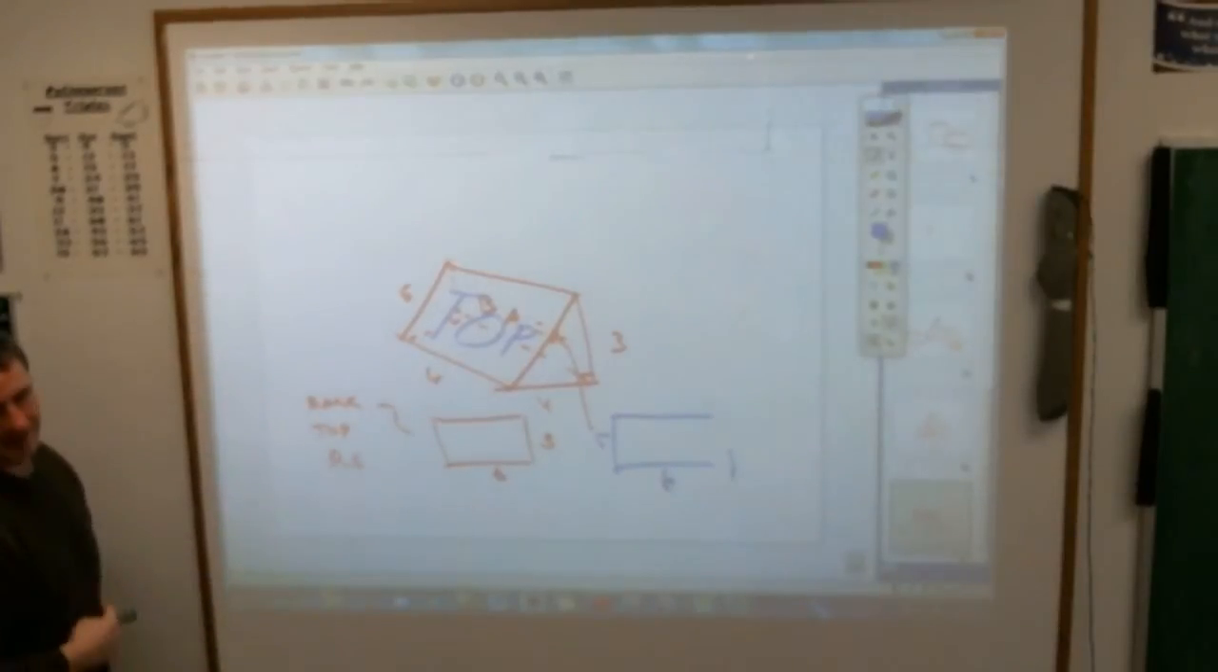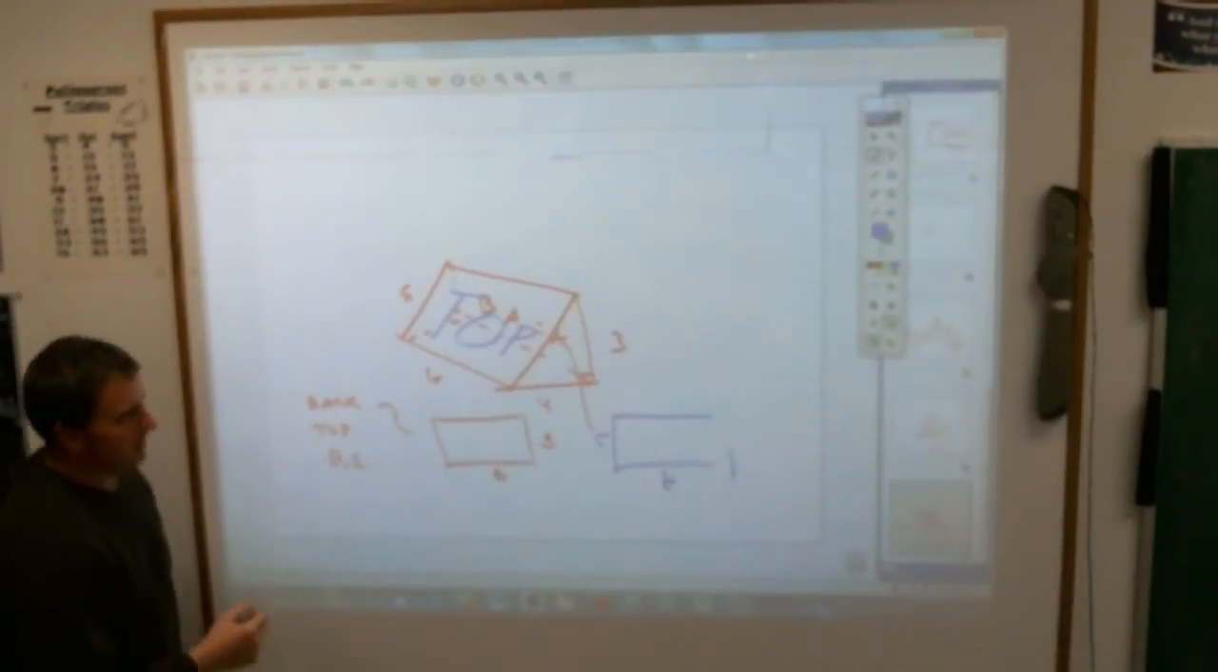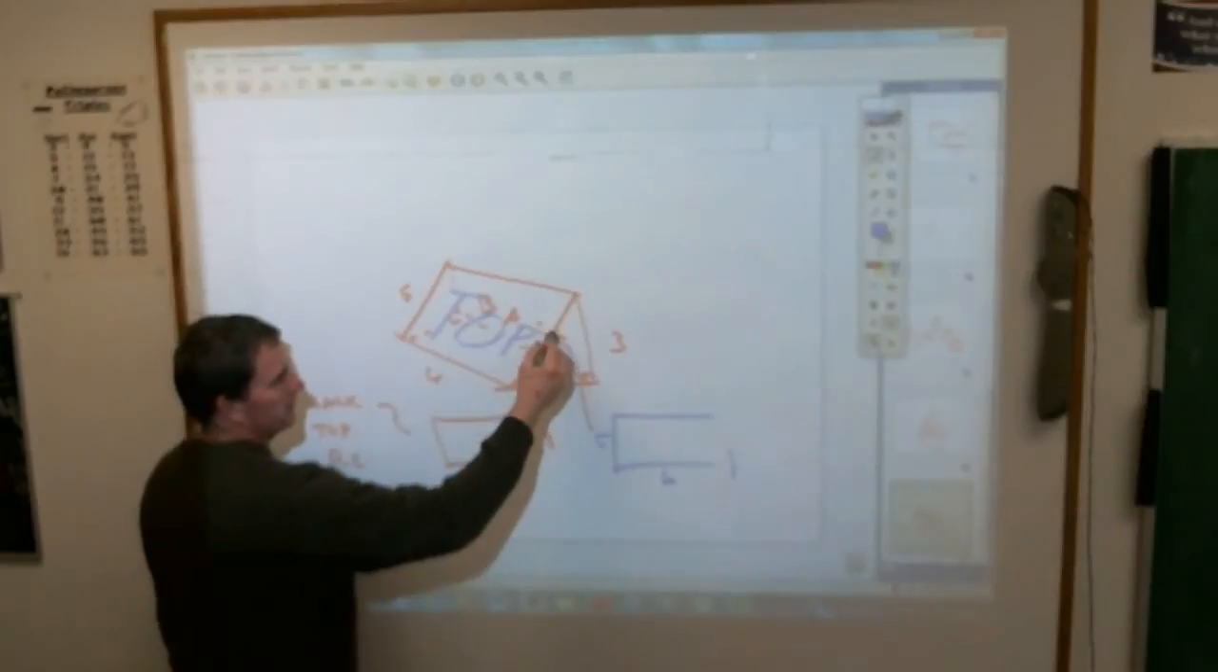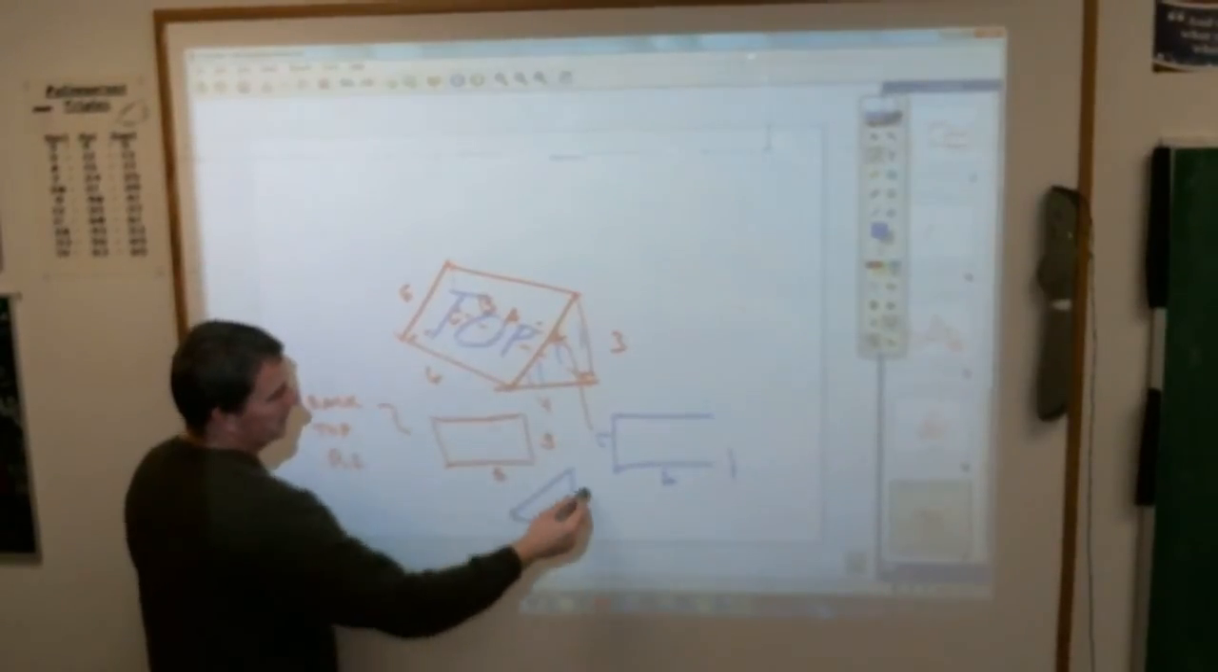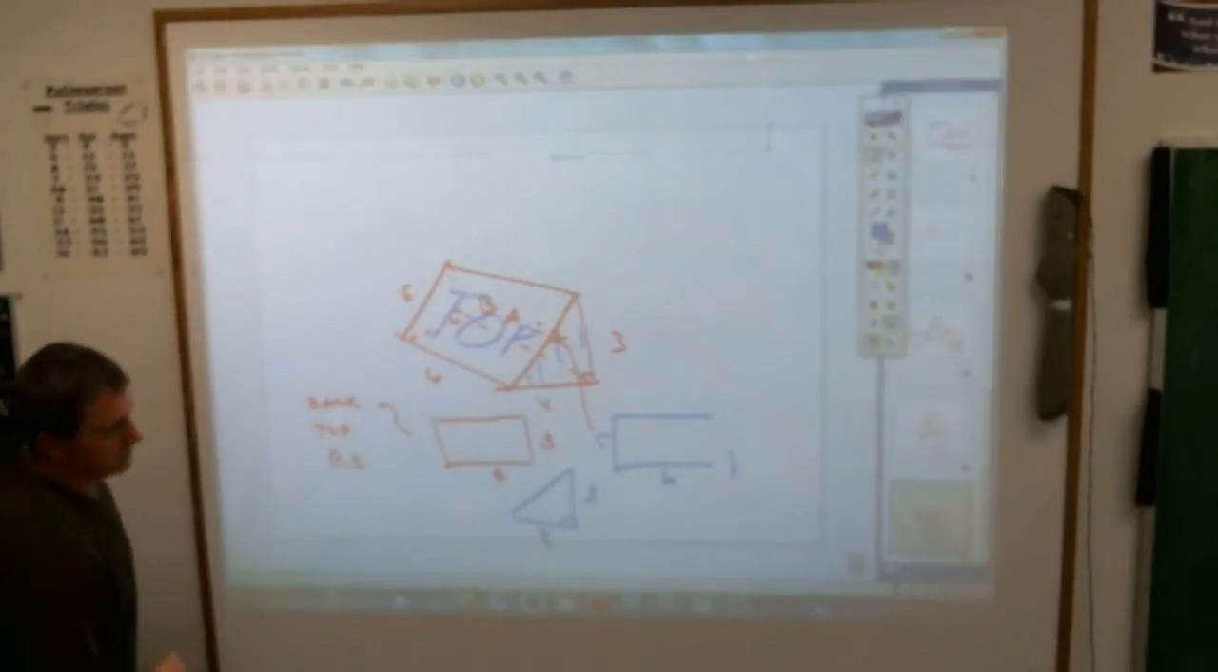And if you looked at the right side, what shape would it be? Just looking at the right side, David? Triangle. Yeah, it's this triangle right here. So the right side would look like this, this triangle with a 3 and 4 there.